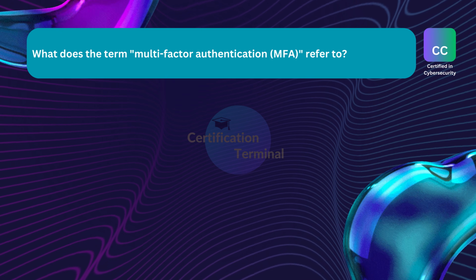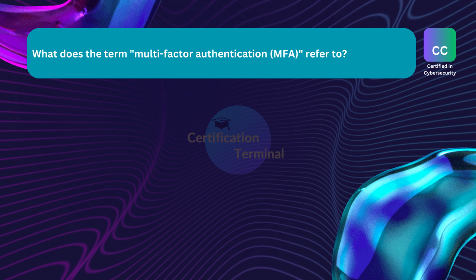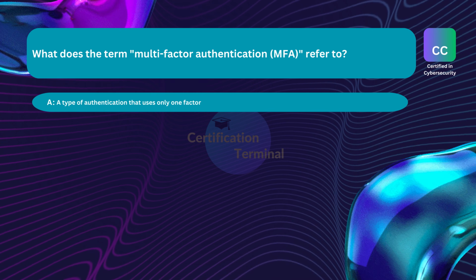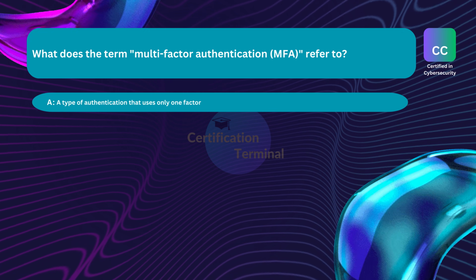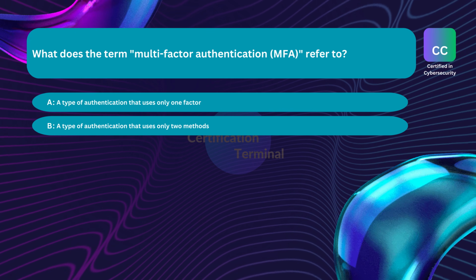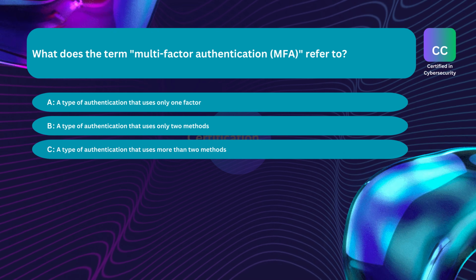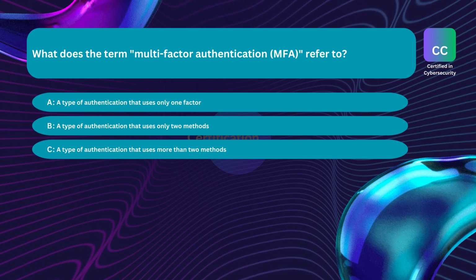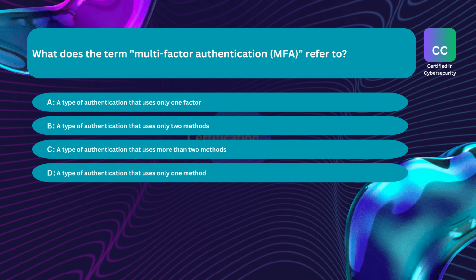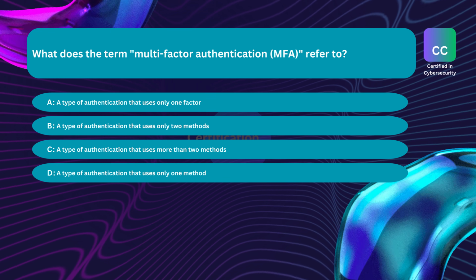Question number 10. What does the term multi-factor authentication refer to? Option A, a type of authentication that uses only one factor. Option B, a type of authentication that uses only two methods. Option C, a type of authentication that uses more than two methods. Option D, a type of authentication that uses only one method.